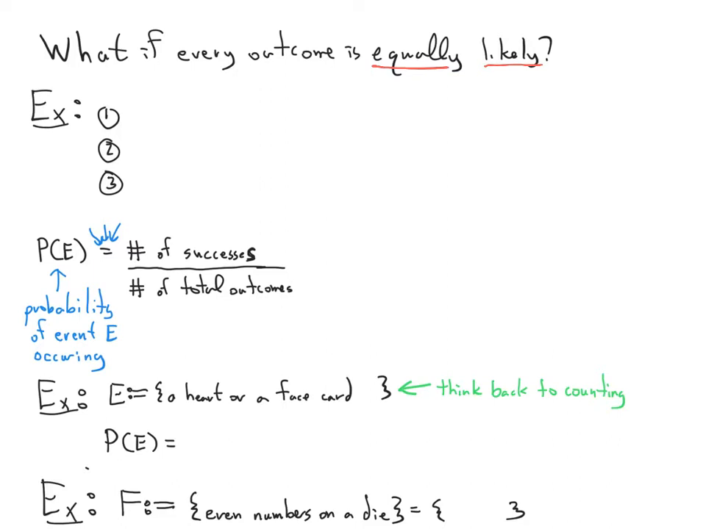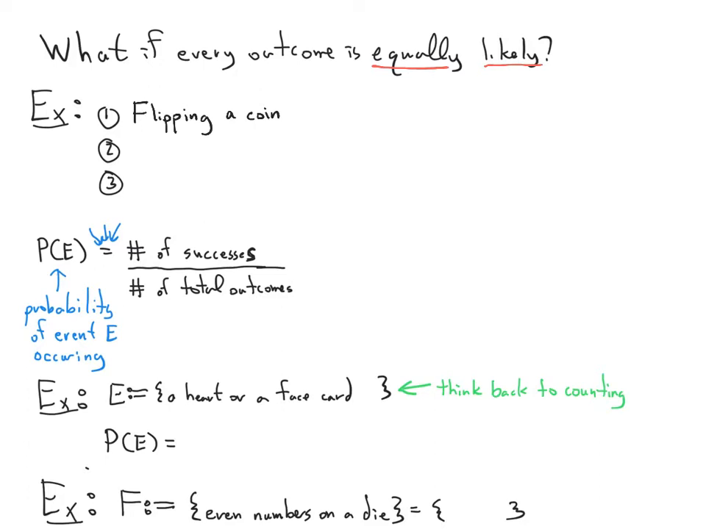So the first one, and kind of the simplest you can imagine, is flipping a coin. There are two outcomes, heads, tails, and for all intents and purposes, the chance that you get heads is 50%, the chance that you get tails is 50%.